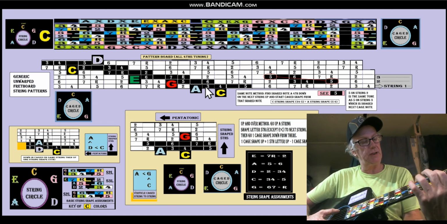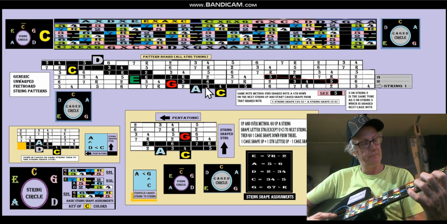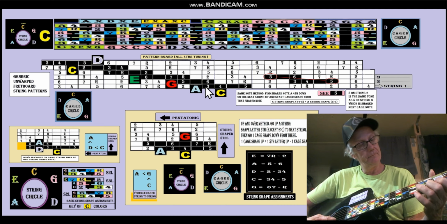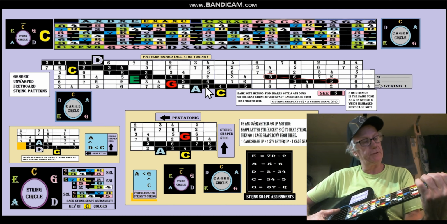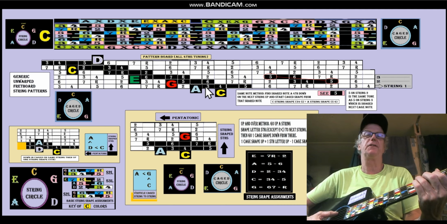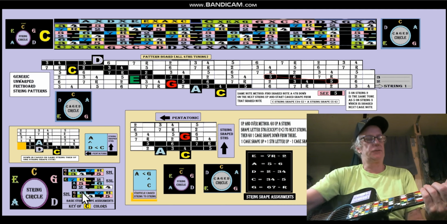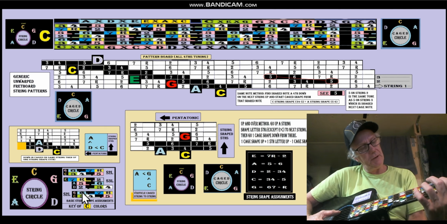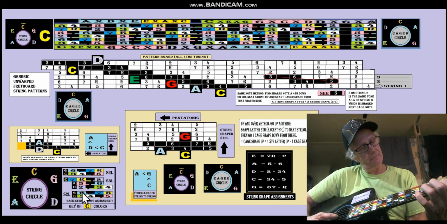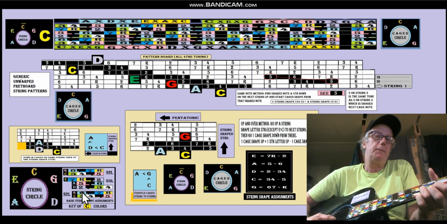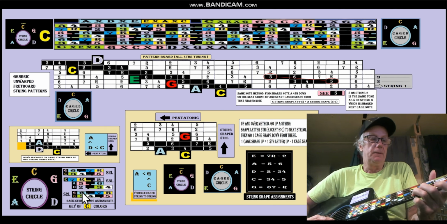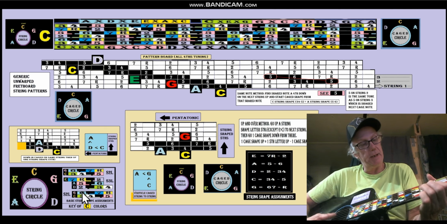So here's the C pattern. If I want to start on the second string, it's a fifth up in string patterns. So a fifth up in string patterns right here from the C pattern would be the G pattern starting on the 6th. But you have to warp it, and it warps back into a C pattern anyway.